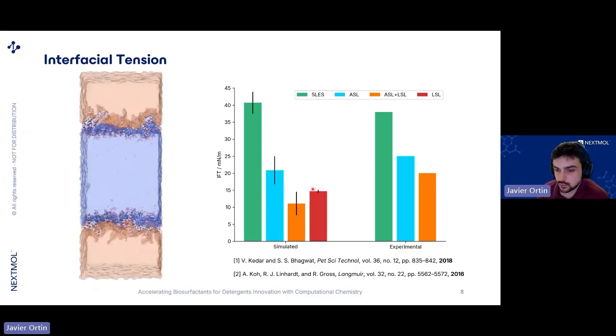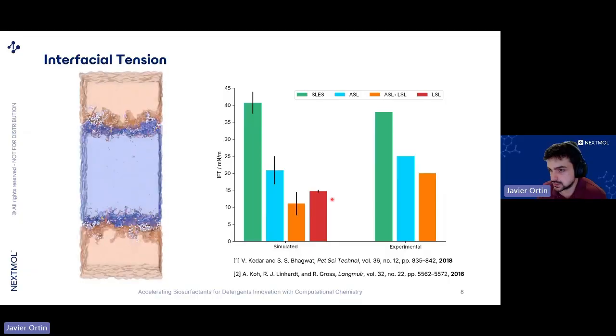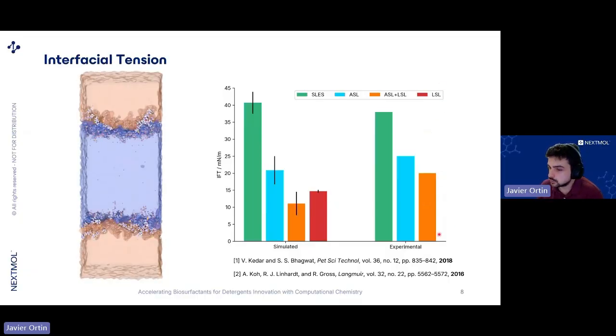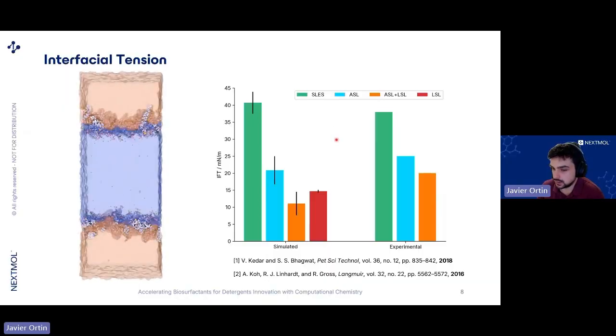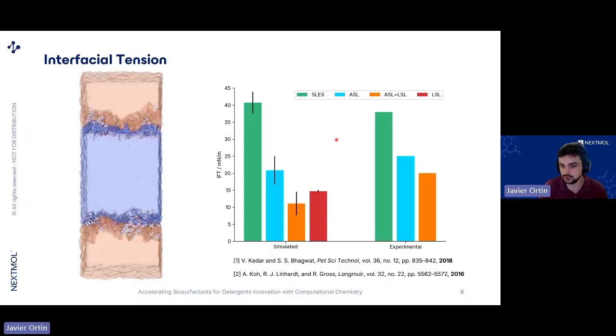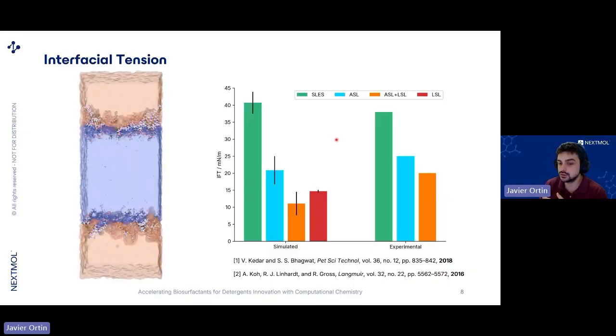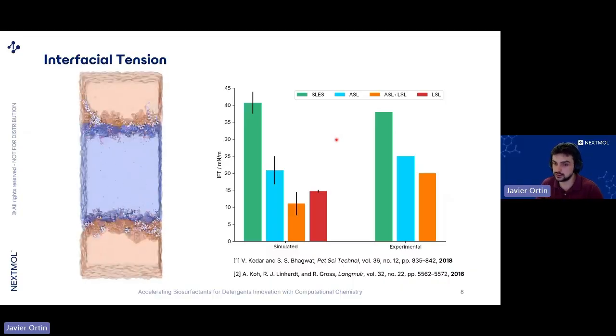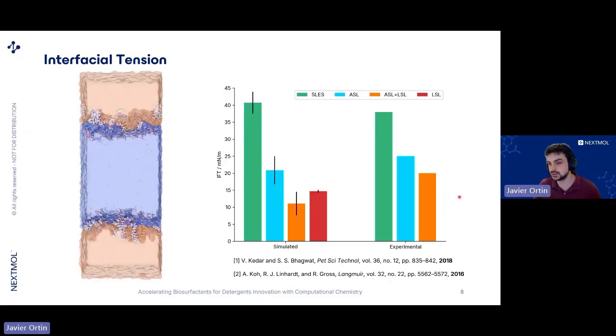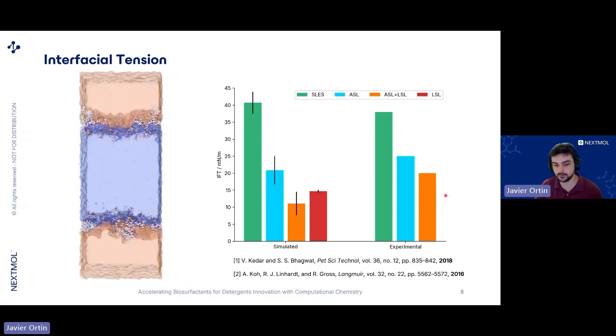Also, interestingly, we have this red column here, which corresponds to the lactonic sophorolipid, and this could not be registered in the wet lab because of technical difficulties related to the lack of solubility of this species. So this is another advantage that molecular dynamics brings to us, and it's that we are able to make simulations and obtain results for these properties that, for technical reasons, cannot be obtained in the lab.